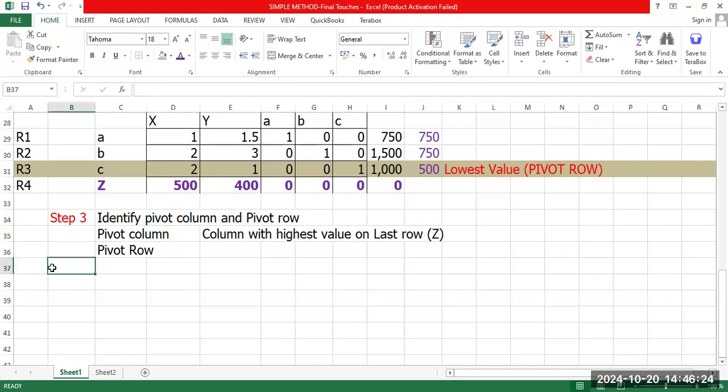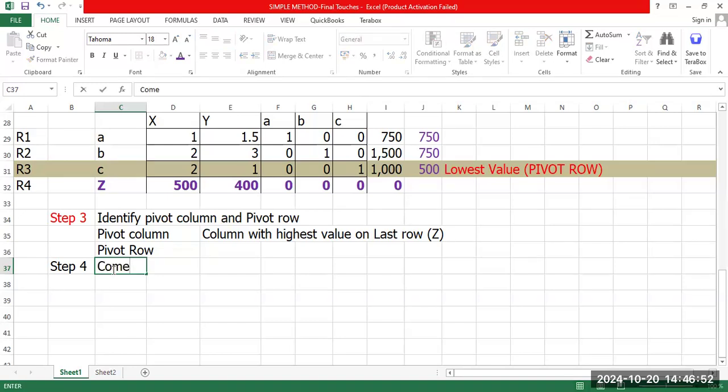Then step 4. Let me hope we are following. Colleagues, you are all following these steps. They will never change. Step 4.